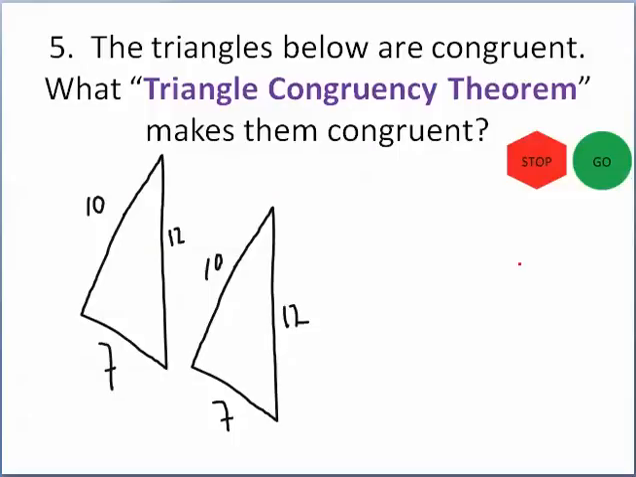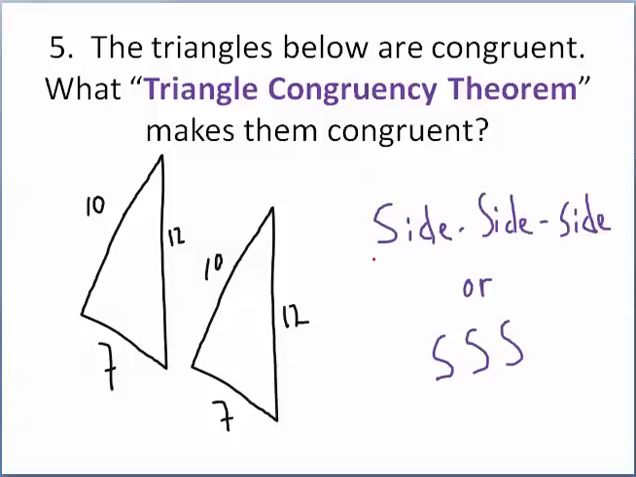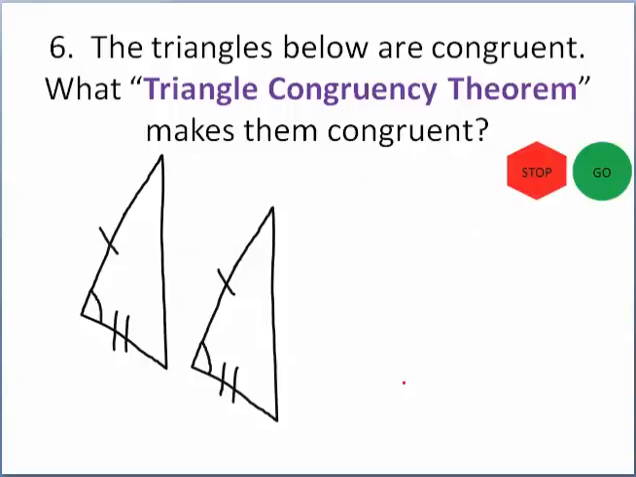All right? Read it, think about it, click on the stop sign. Let's see how you did. Triangle congruency theorems say that if the sides are all the same length, and we can think of that as side, side, side, or SSS, then the triangles are congruent. Click on the stop sign.